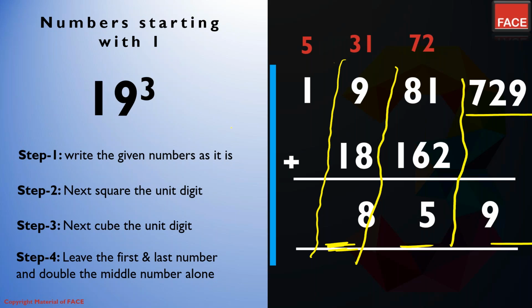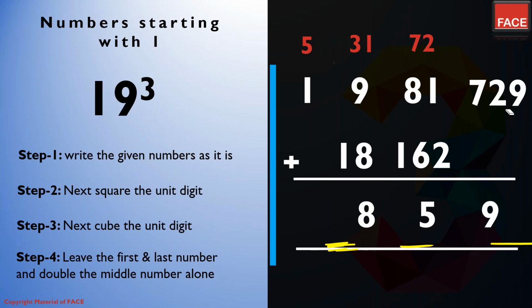So if I add again 1 plus 5, I'll be getting 6. So now I'll be having 6. So here I'll be getting 6 as my value, which is nothing but 6859, my answer.